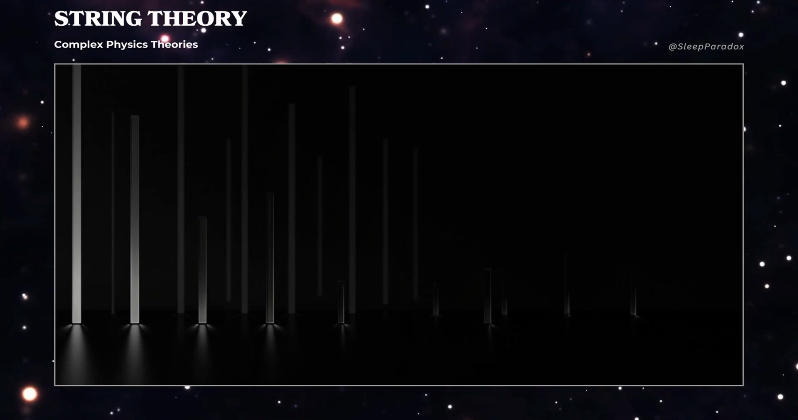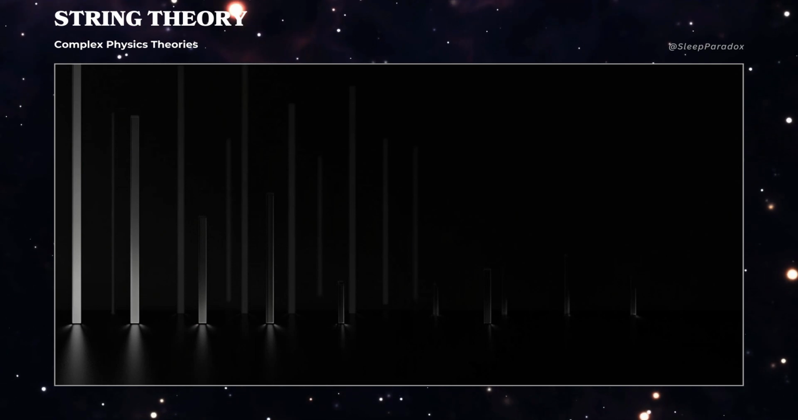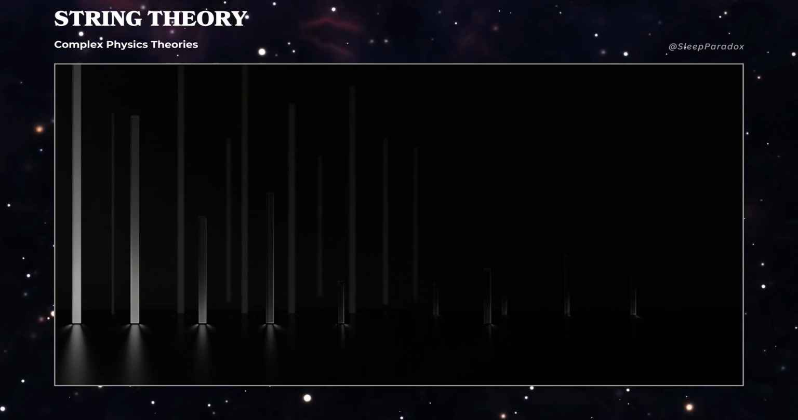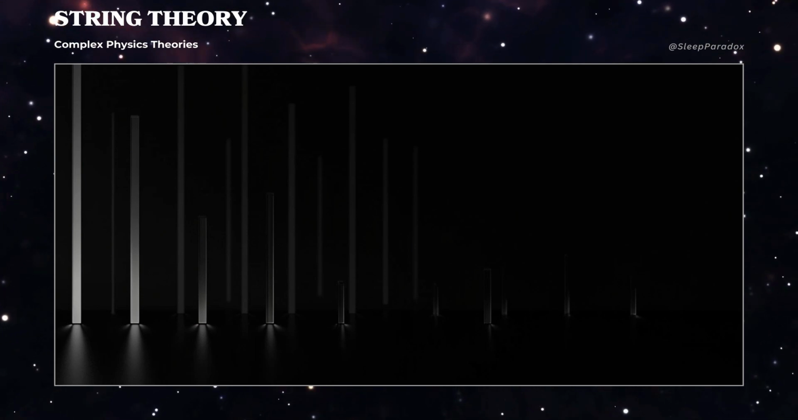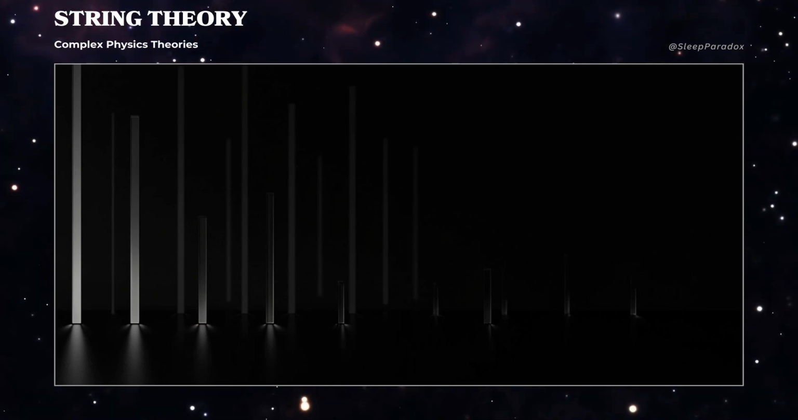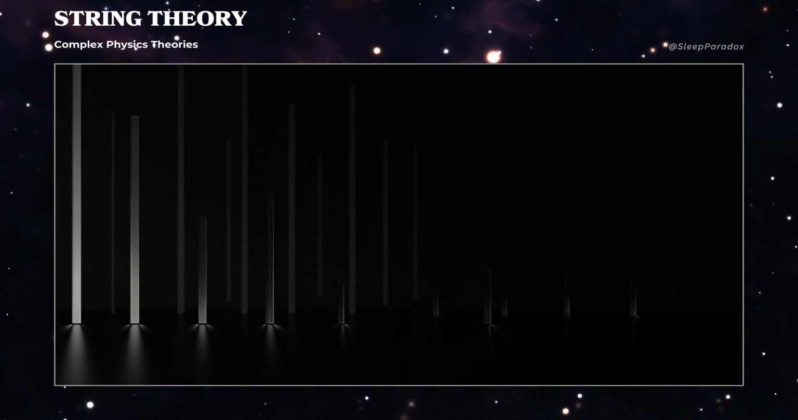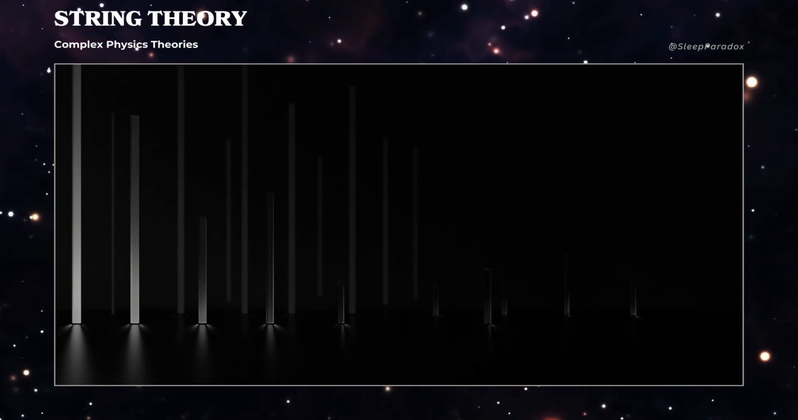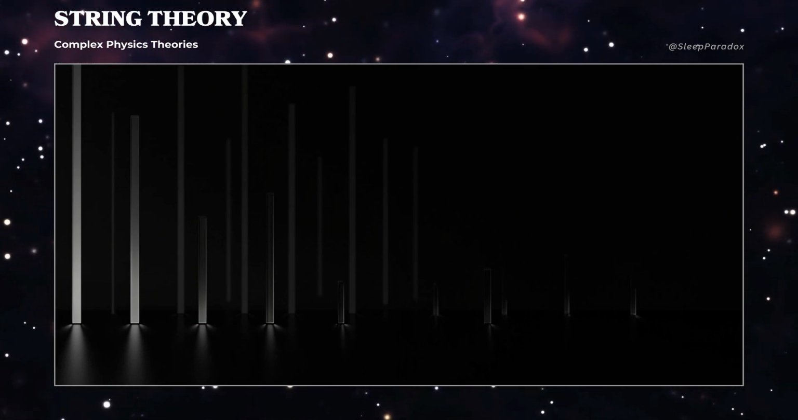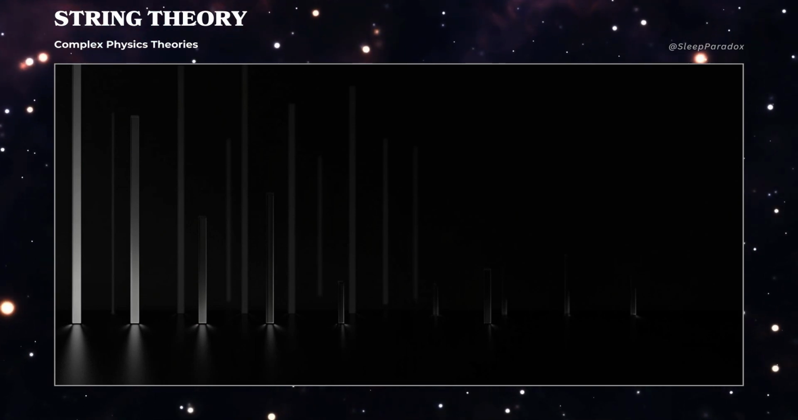Despite its elegance, string theory remains a theory without experimental confirmation. It makes very few testable predictions that we can currently verify. The strings are thought to be on the order of the Planck length, which is about 1.6 times 10 to the minus 35 meters. That's far smaller than anything we can probe with existing technology.